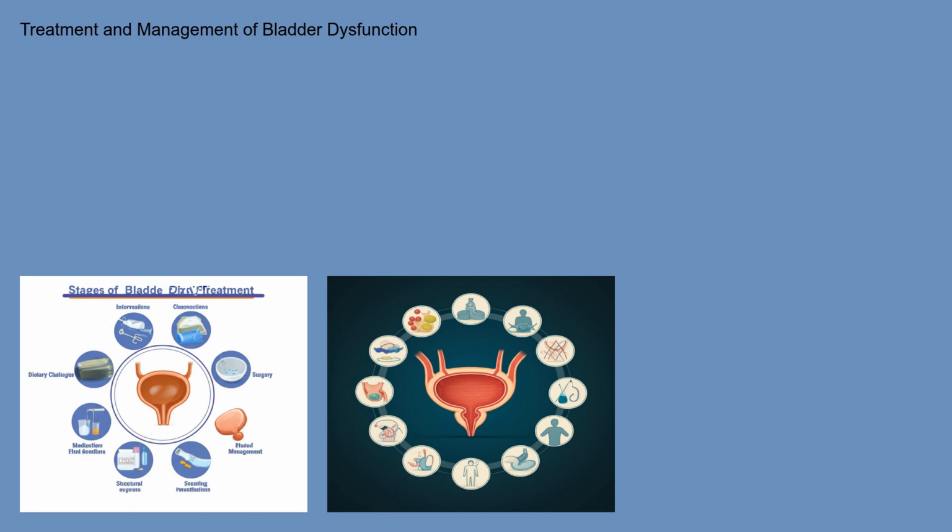Treatment and management strategies for bladder dysfunction depend on the specific diagnosis. Lifestyle modifications, such as limiting caffeine and alcohol intake, bladder training, and pelvic floor exercises (Kegels), are often the first line of treatment. Medications, such as anticholinergics for overactive bladder or alpha blockers for urinary retention due to prostate enlargement, may be prescribed. Interventional therapies like Botox injections into the bladder muscle or sacral nerve stimulation are options for more severe cases. In some instances, surgery may be necessary to correct structural abnormalities.